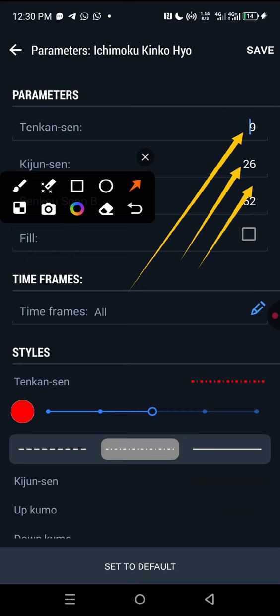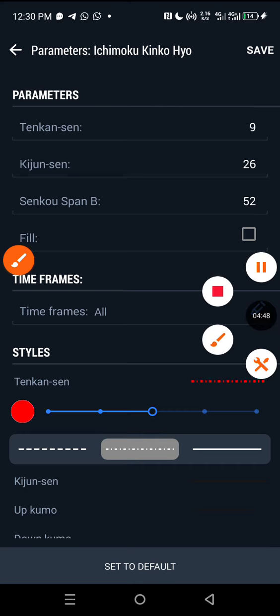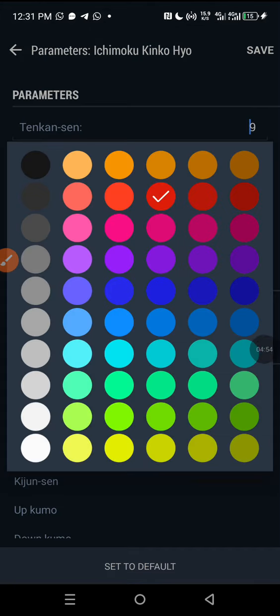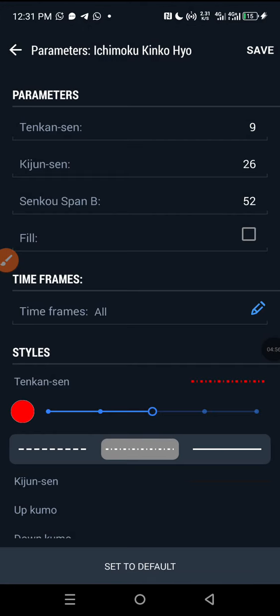Are you there? So then when you come to Tenkan-sen, this first one, allow it to be the way it is, this red color. All right, and make this thing increase it to 3.